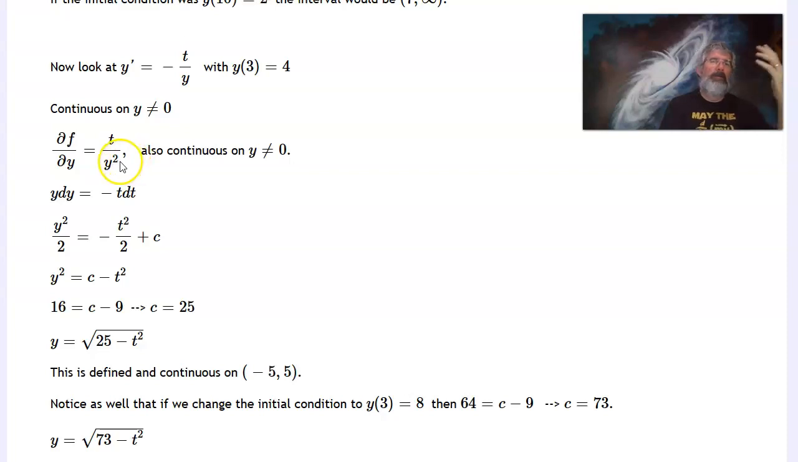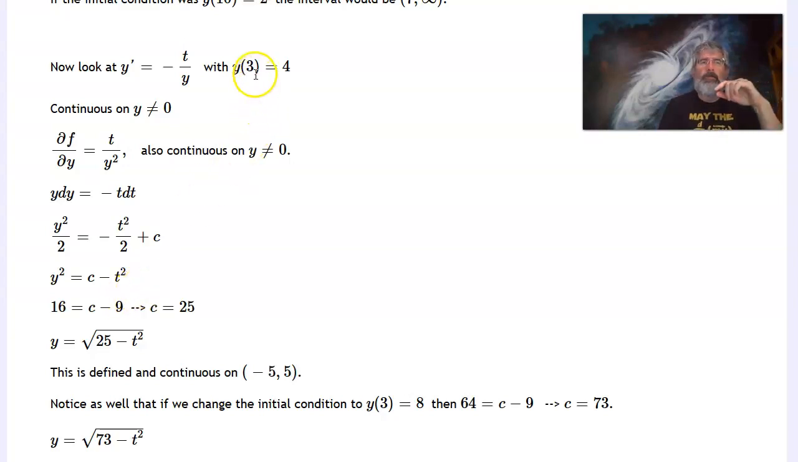Now, I'll solve this as a separable differential equation. So I'm going to multiply both sides by y, multiply both sides by dt, and I get this. Integrate both sides, y squared over 2 equals minus t squared over 2 plus a constant. Multiplying both sides by 2, I get this, which, if I slide the t squared over, you'd see this is the equation of a circle. t squared plus y squared equals a constant.